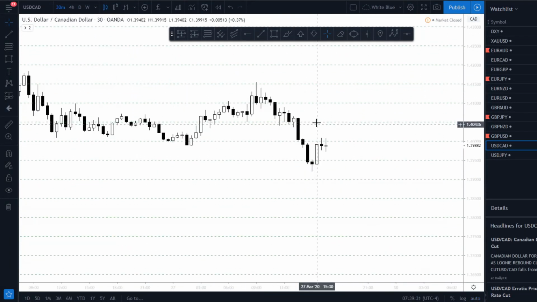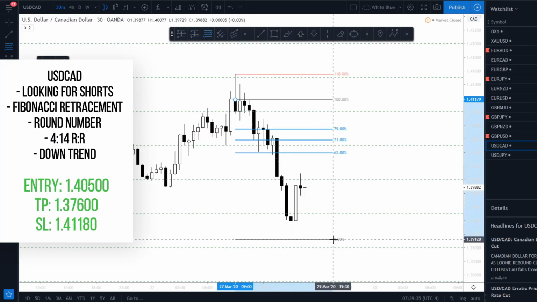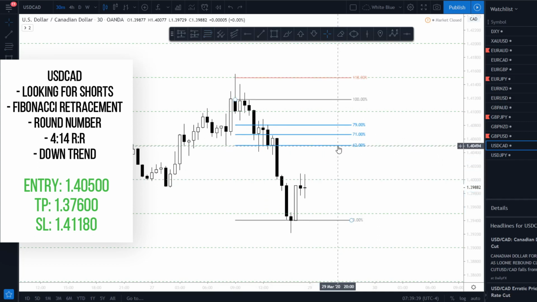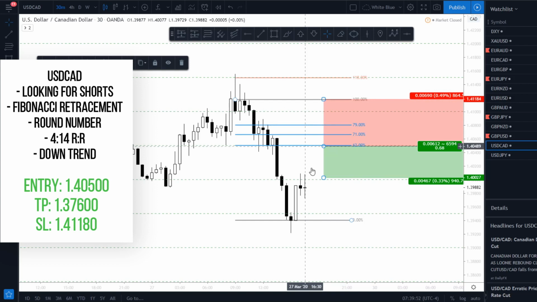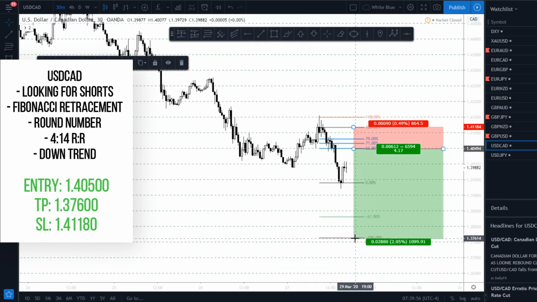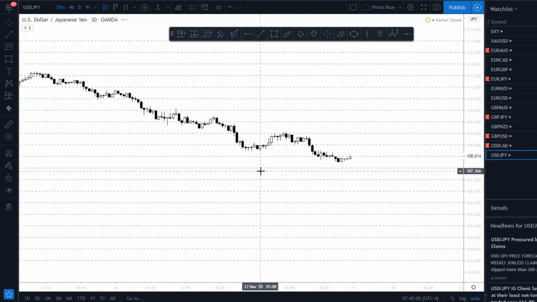And USD CAD. It looks like we've had a little bit of a reversal going on, so I'll be looking to get into a short. High down to low, and entry. I suppose there's a round number right on the 62, so instead of using the 71, I'd be using the 62%, and I'd basically be putting my stop loss here instead of up here. But same take profit, symmetrical move. Another really nice trade that could come in next week.